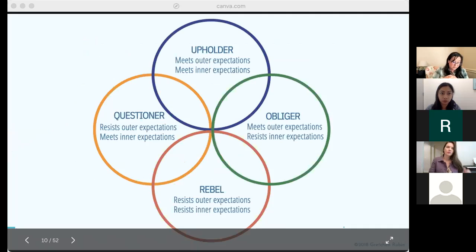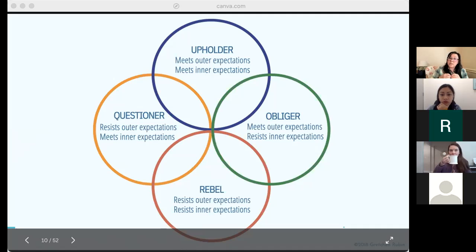What does it mean for each tendency? Someone who is an upholder will readily meet internal and external expectations. This person might not have any trouble setting that personal exercise goal for themselves and joining an accountability group to meet that. But say the accountability group doesn't meet sometime, an upholder will probably not have any trouble going out and still getting that exercise done.